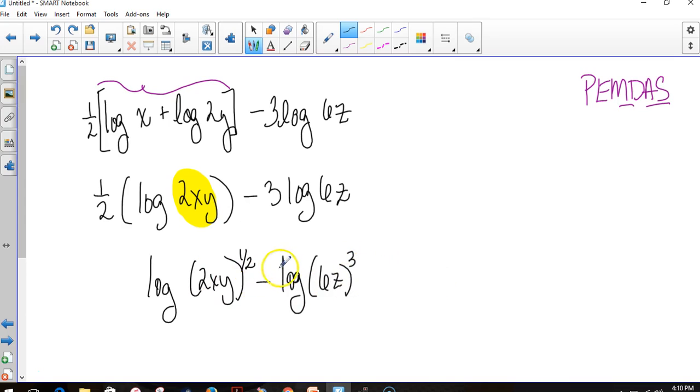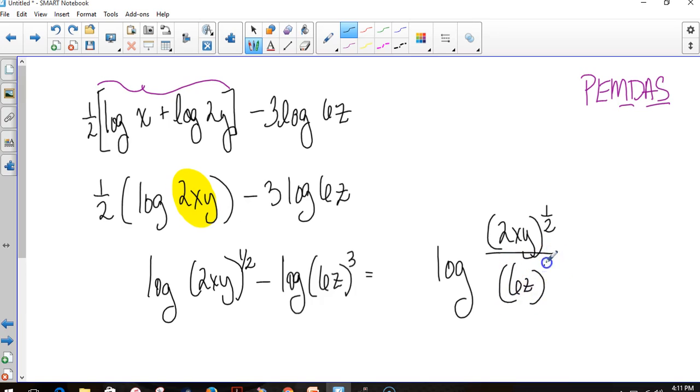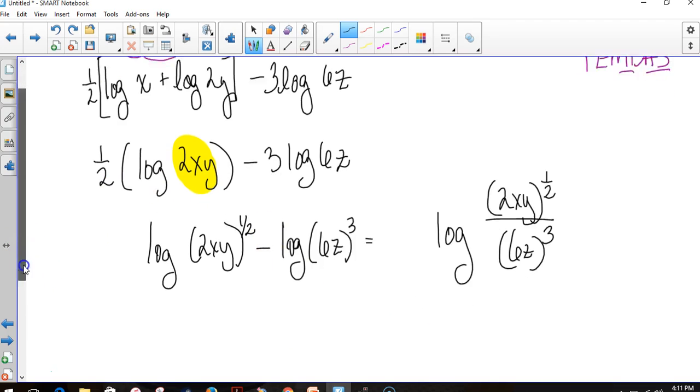At this point, I can either rewrite my exponents and use my power to a power rule for exponents, or I can leave that to the end and do my division first. I think I'll do my division first. So if I have it separated with subtraction, I can put these back together using division. And so I have 2xy, all of that raised to the 1/2, all over 6z raised to the 3rd. And that's as condensed as it's going to be, so it's only one logarithm.